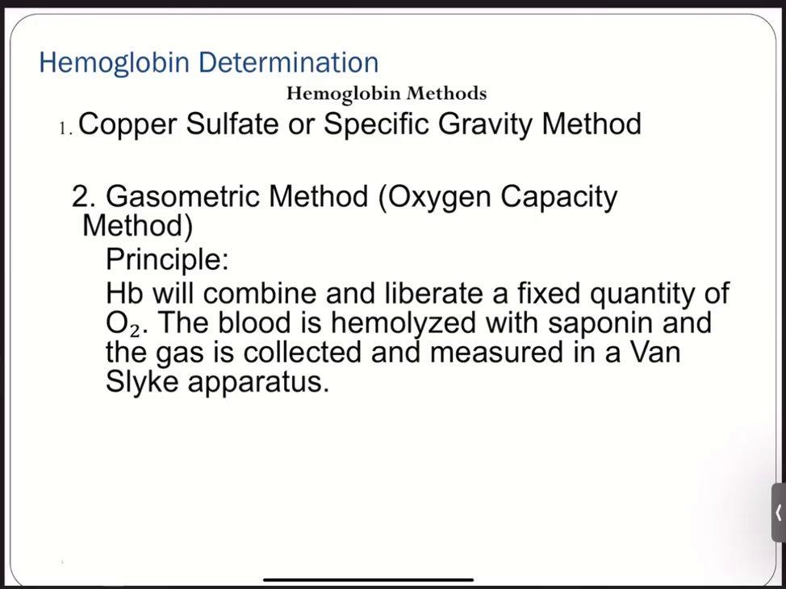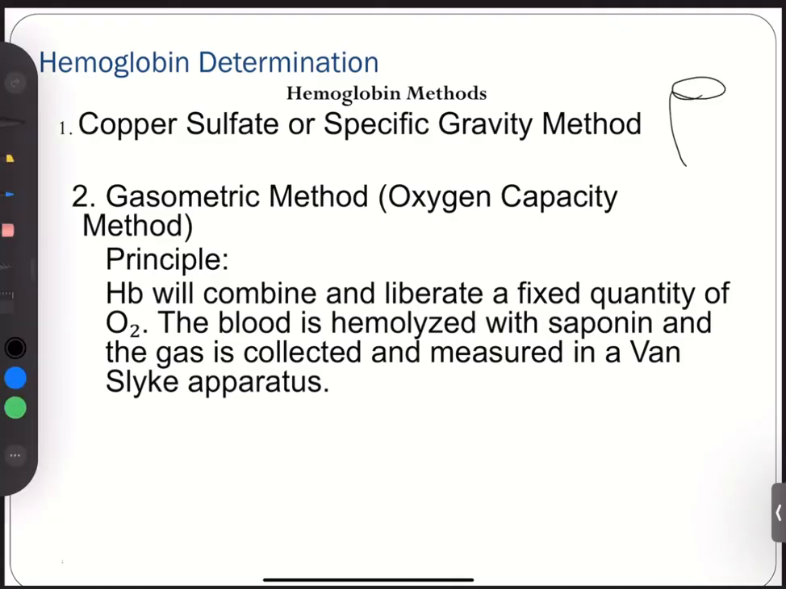So how is it done? You will use a solution of copper sulfate. Okay, copper sulfate, it is a blue solution. Then you will just drop blood. Okay, using a finger prick, you will drop a blood. Usually we use this in mass blood donation, to quickly assess your hemoglobin using the specific gravity.